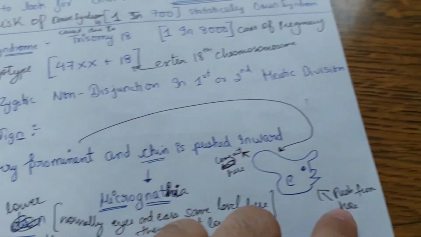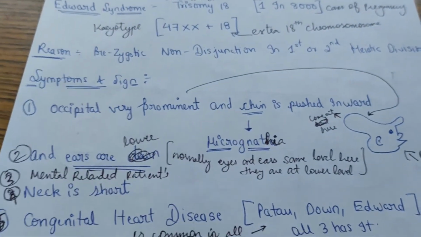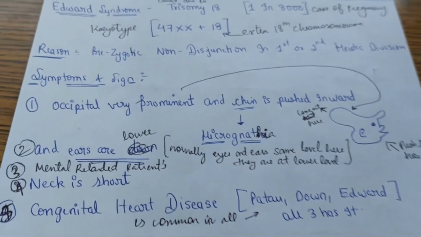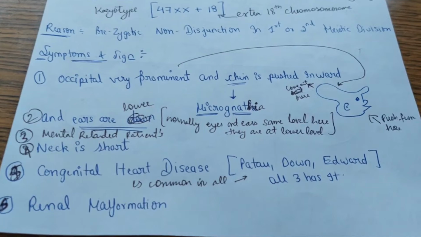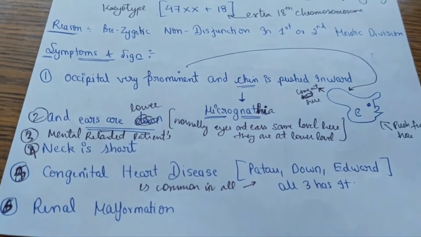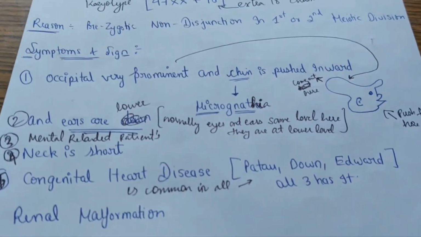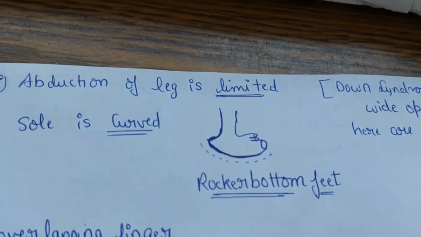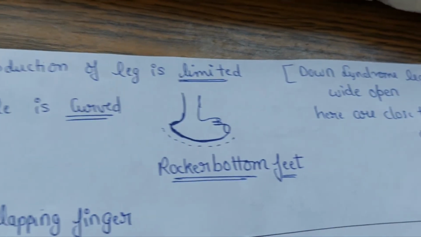Then secondly, this inward pushing of the chin is also called micrognathia. And then their ears are lower, because normally the level of eyes and ears is the same if you see from the side of the head, but here the ears are lower as compared to the level of the eyes. These patients are mentally retarded, they have a short neck, and they have congenital heart disease, which is common in Down syndrome, in Edwards syndrome, as well as Patau syndrome. And then they have renal malformation.